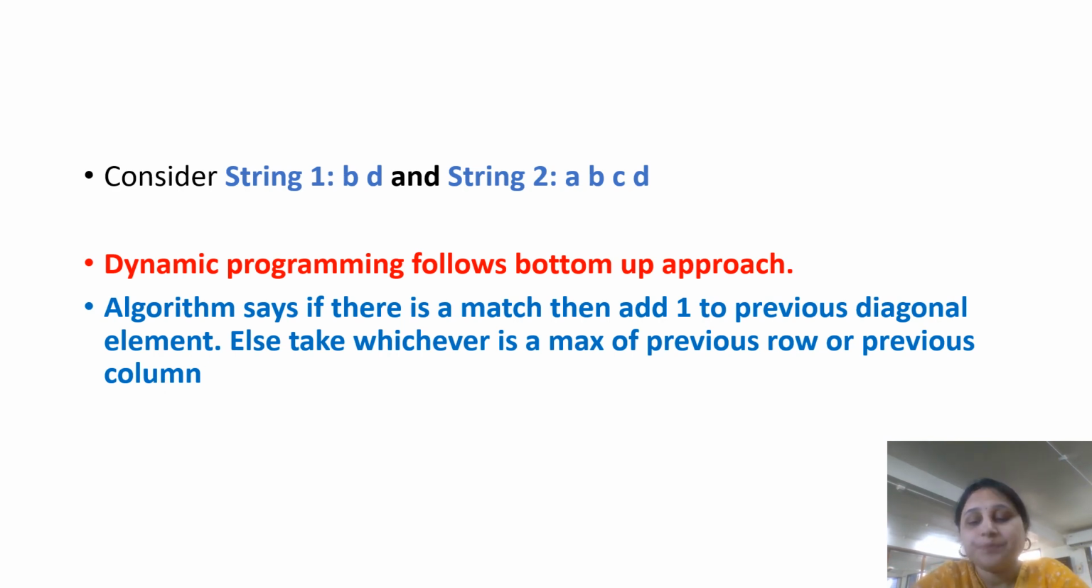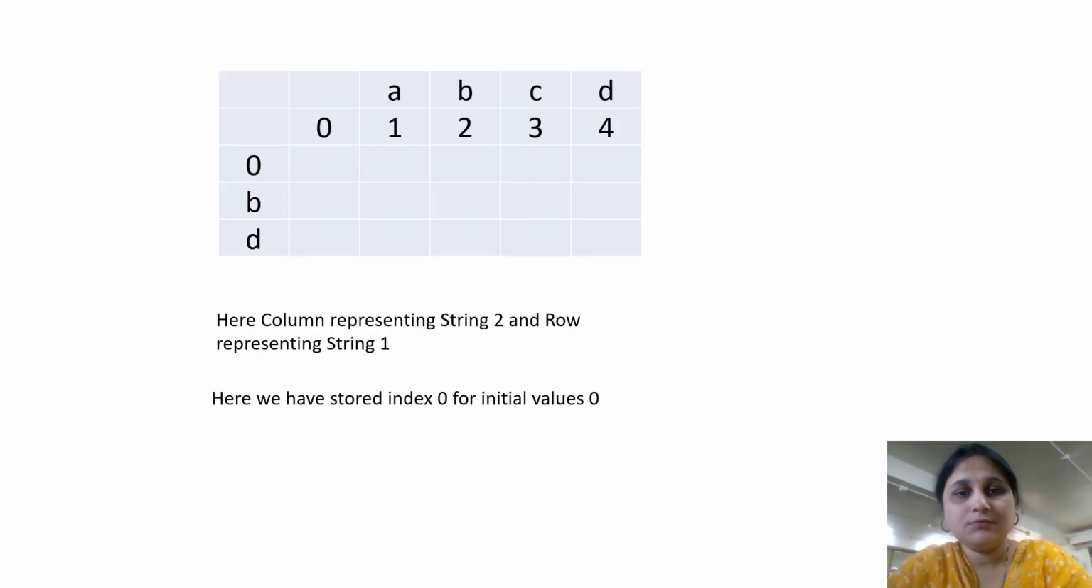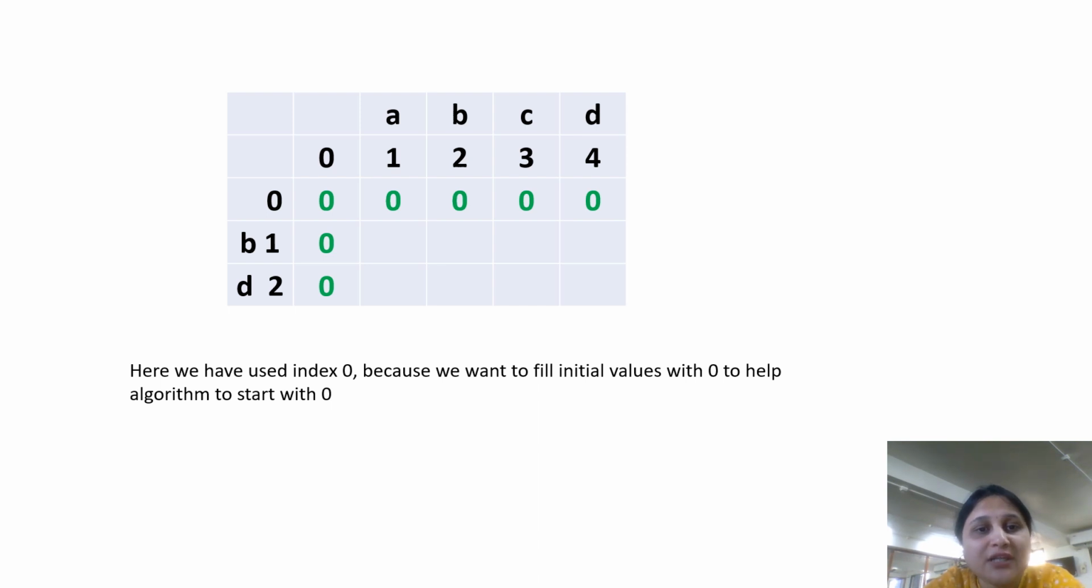In the table, see here, I'll show you. I have taken string 1 in a column and string 2 in a row. Here the column represents string 2 and the row represents string 1. And here we have stored the index 0. To start this algorithm and help it proceed, we need to fill the first row and first column with 0. We have used index 0 because we want to fill the initial values with 0. Why have we filled this 0? To start with the algorithm. This helps our algorithm to start.